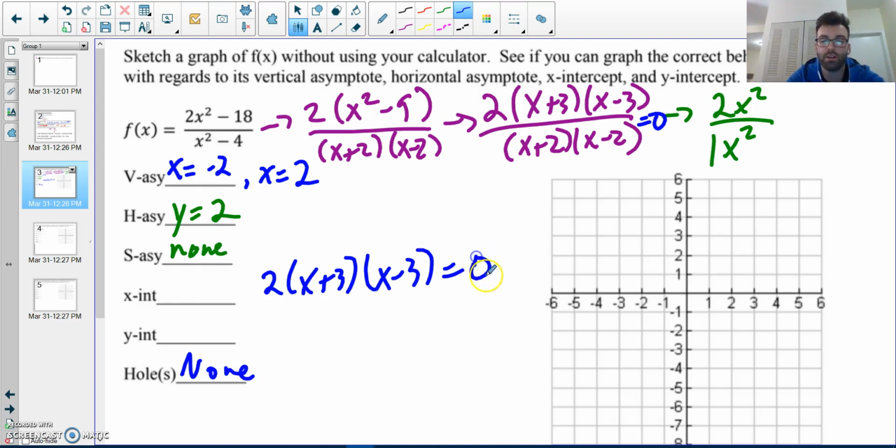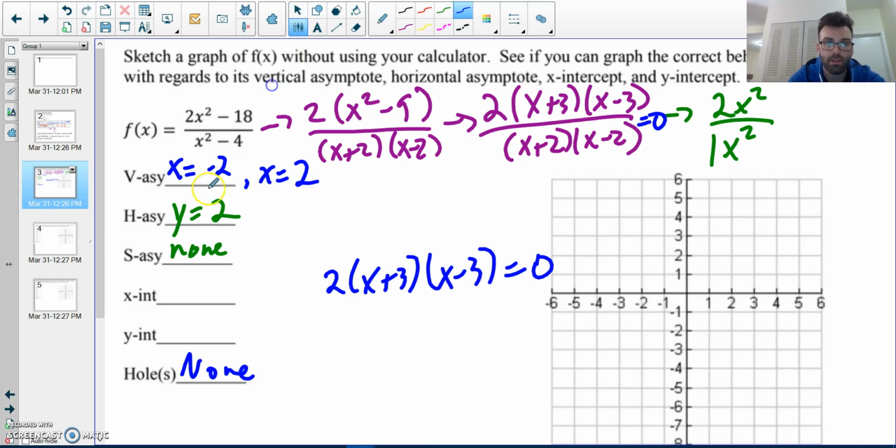X-intercepts are when your numerator is equal to 0. Well, here, I'll get negative 3, I'll get positive 3. 2 does not equal 0, so I can ignore that. So my x-intercepts are negative 3, 0, and 3, 0.